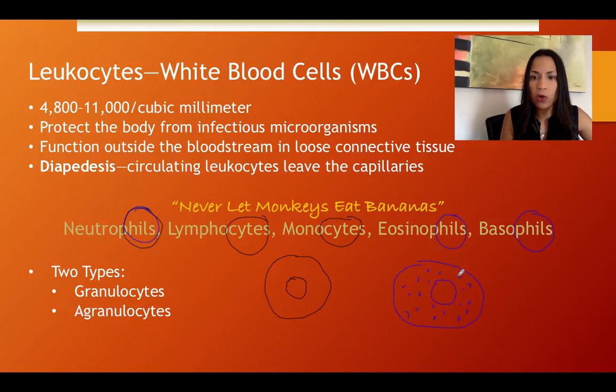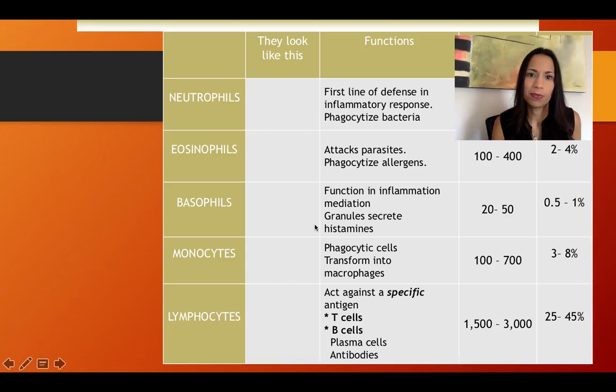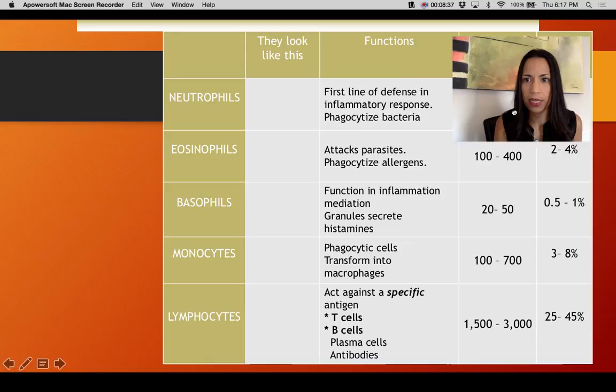So we're going to call these cells granulocytes, and the ones that lack these granules, agranulocytes. So granulocytes and agranulocytes. Again, granulocytes are neutrophils, eosinophils, and basophils. Agranulocytes are lymphocytes and monocytes. So let's study these cells. Let me go to the other side.